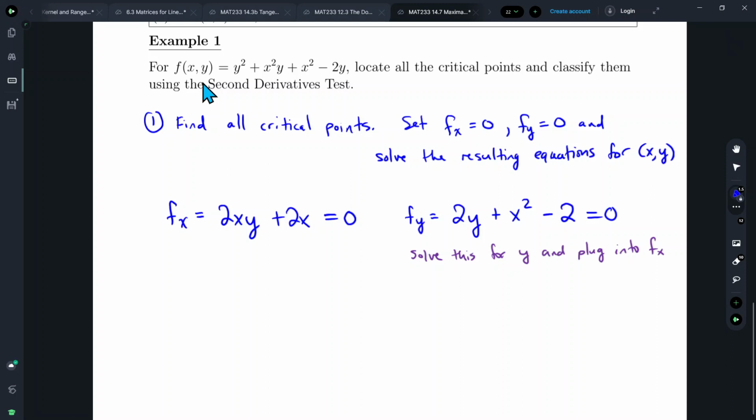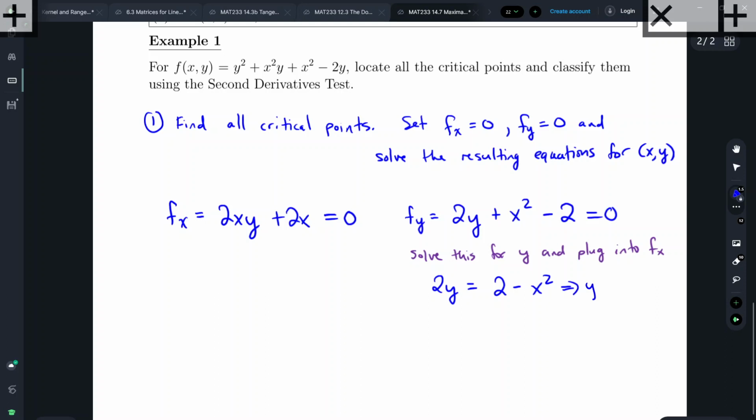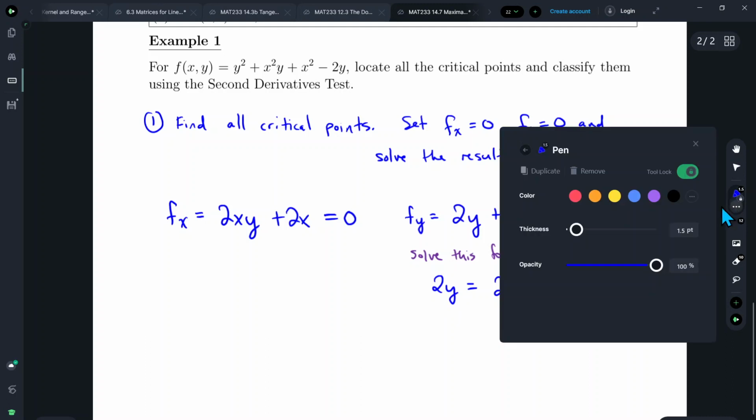So what do I have? I have 2y, and I'm going to subtract these two terms, so you get 2 minus x squared, and then dividing by 2, I get y equals 1 minus x squared over 2.